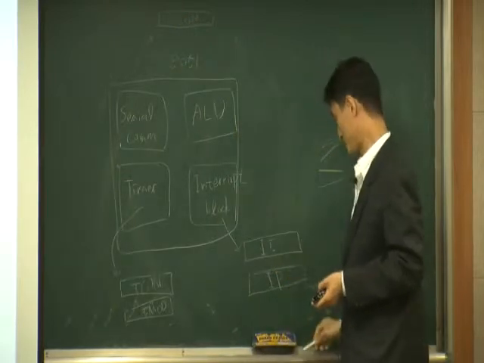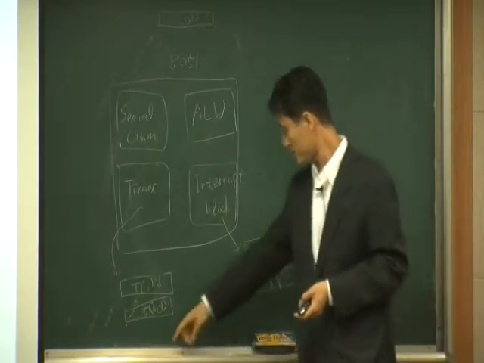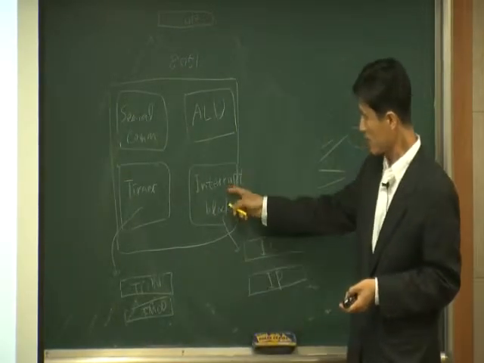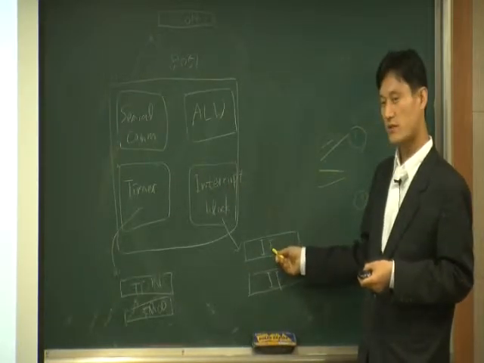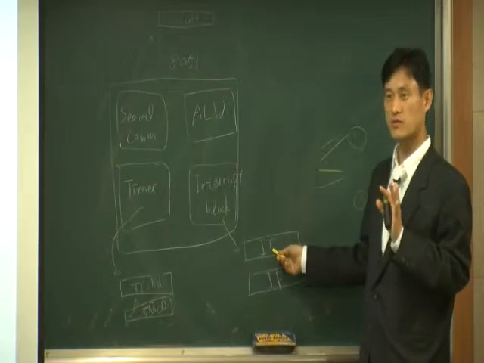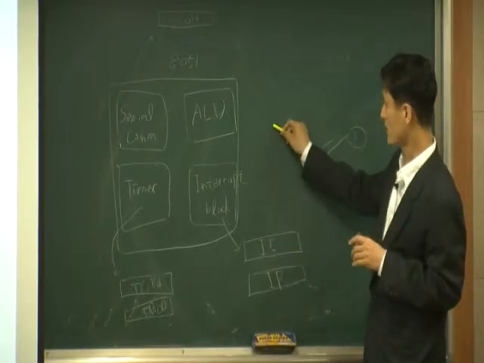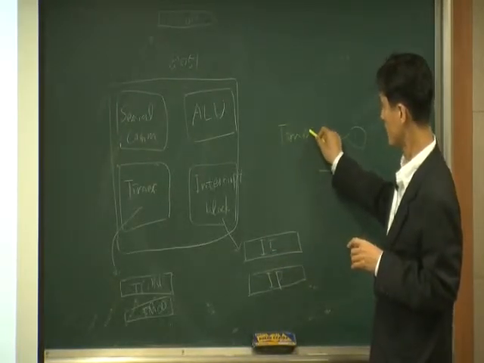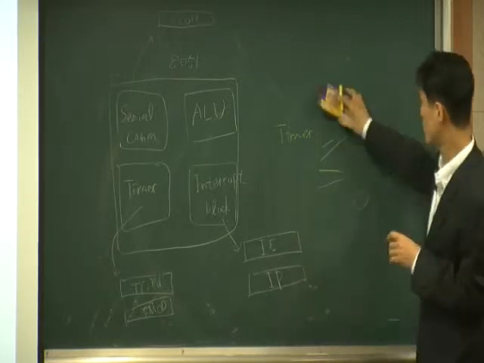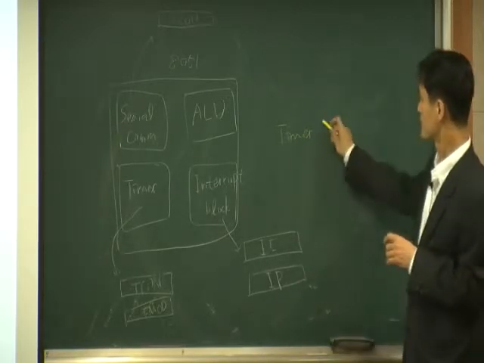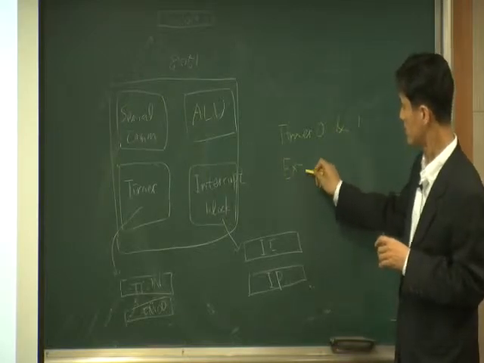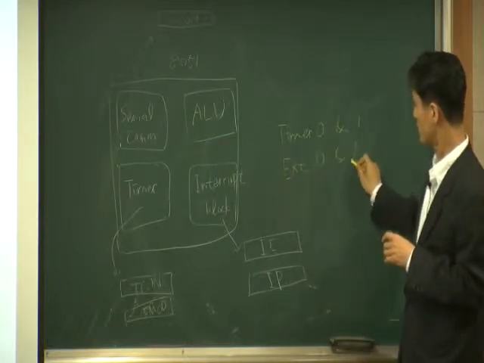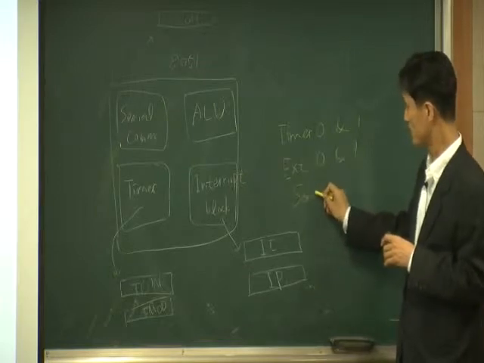So now, let's think about it. This is the interrupt we learned, right? And inside this register, we know that there are 5 different interrupt sources. Timer. There are actually 2 timers, right? Timer 0, timer 1. And external interrupt 0 and 1. And serial interrupt.